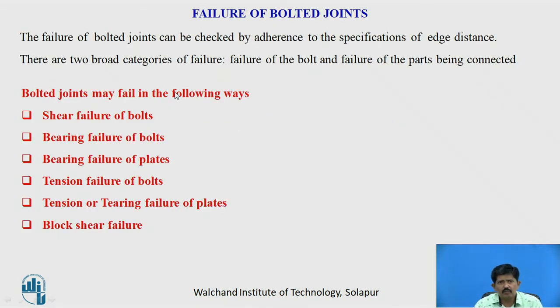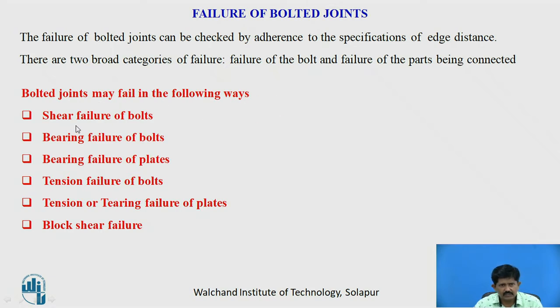The failure of a bolted joint can be checked by adherence to the specification of edge distance. There are two broad categories of failures: failure of the bolt and failure of the parts being connected. The bolted joints may fail in the following ways.